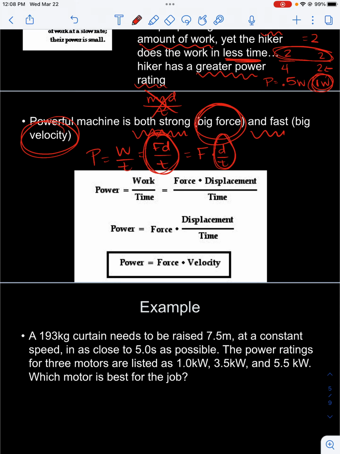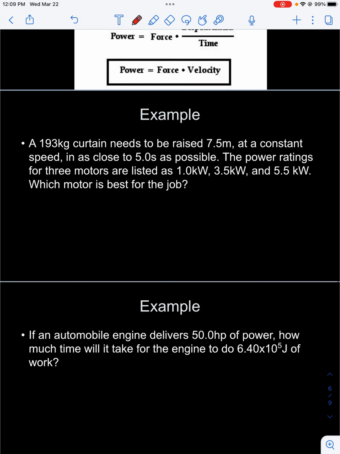Well, we should know that displacement over time gives us velocity. So this brings us to our second equation for power, and that is force times velocity. Power is also equal to force times velocity. We still got that from power is equal to work over time. We just broke it down a little bit differently.